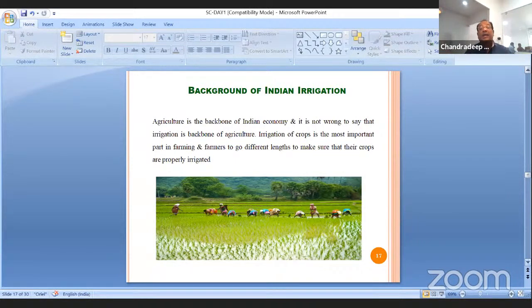Now, the background of Indian irrigation, the core subject. Agriculture, as you know, is the backbone of the Indian economy, and it is not wrong to say that irrigation is the backbone of agriculture. So irrigation of crops is the most important part of farming, and farmers go to different lengths to make sure that their crops are properly irrigated.